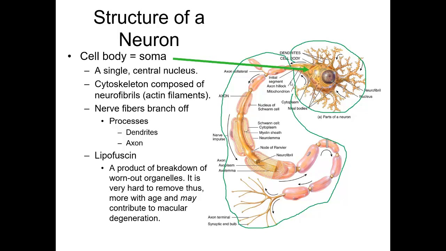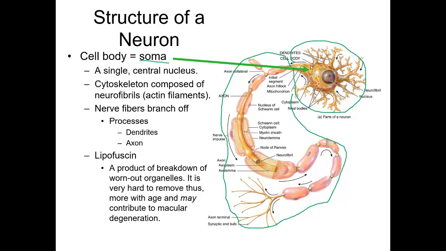So the body of the neuron is referred to as the soma, or you can just call it the cell body. So in the cell body, you have all of your basic cell organelles. So you have your nucleus, you have the mitochondria, you have the smooth endoplasmic reticulum, the rough endoplasmic reticulum. You have all of those cell organelles.